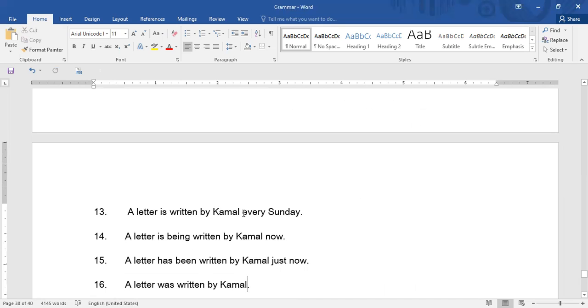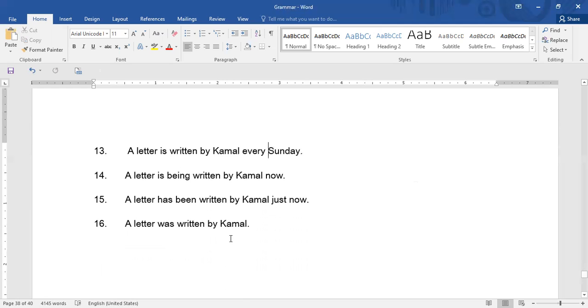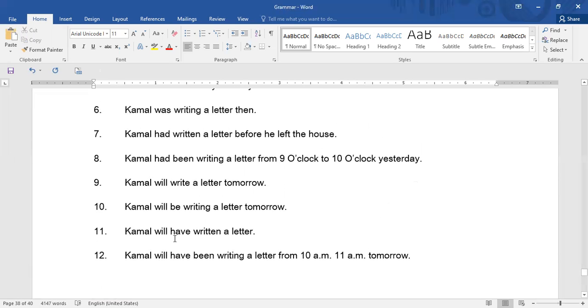A letter is written by Kamal every Sunday. It's a present. We can use "every" because the simple present shows the three tenses. It's a routine. It shows the routine activities. So we can use "every Sunday", but here we can't. For past, a letter was written by Kamal yesterday. We can use "yesterday". So simple past is okay.